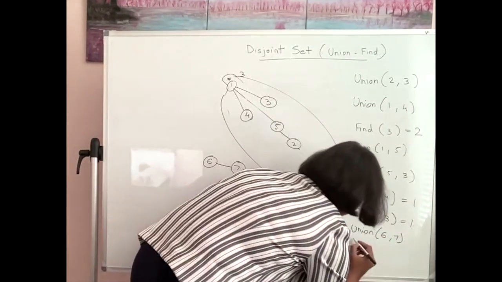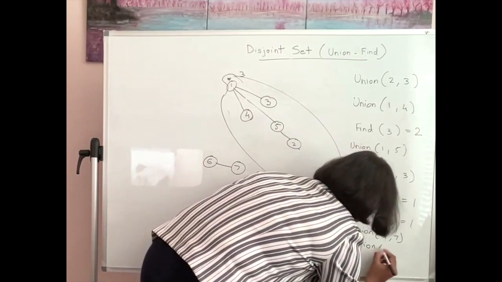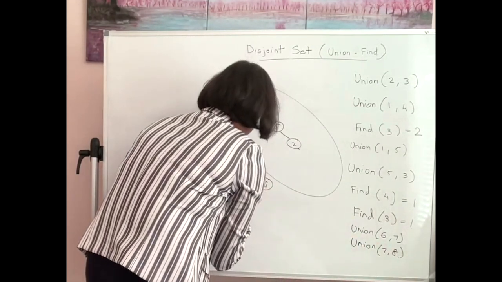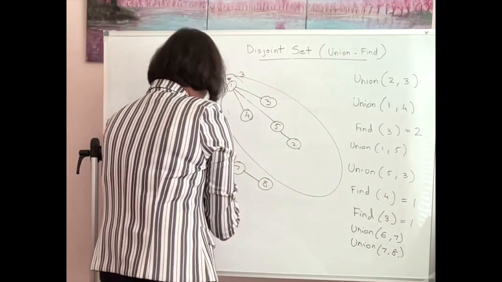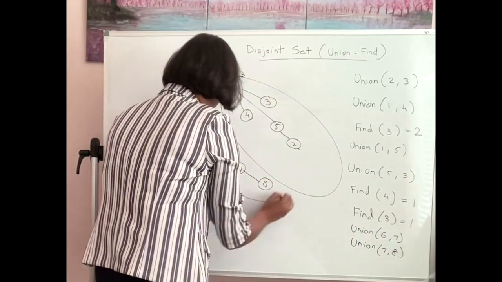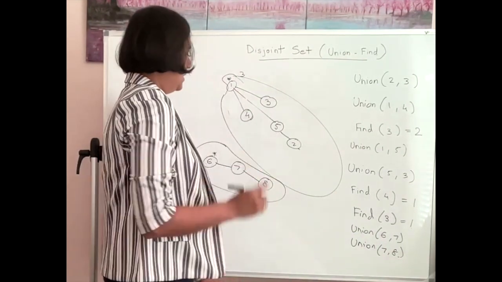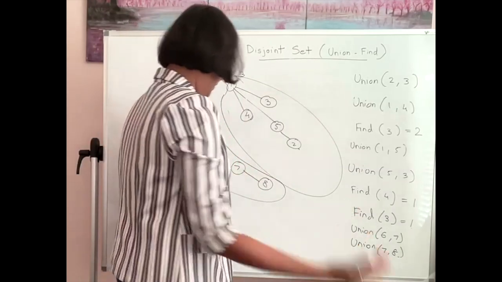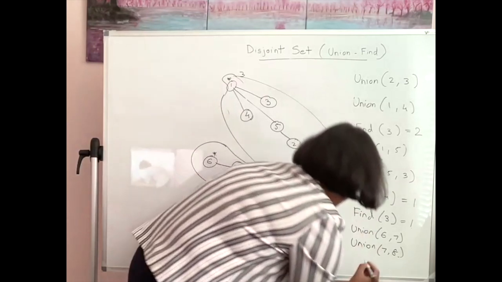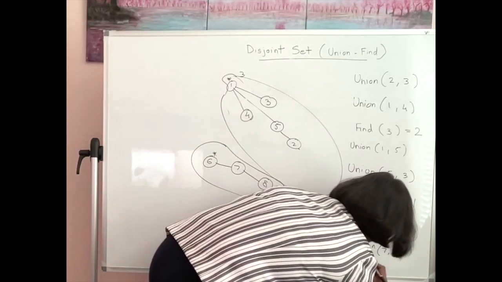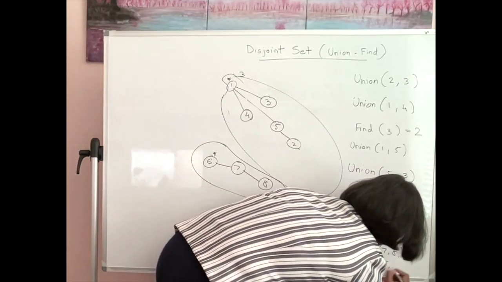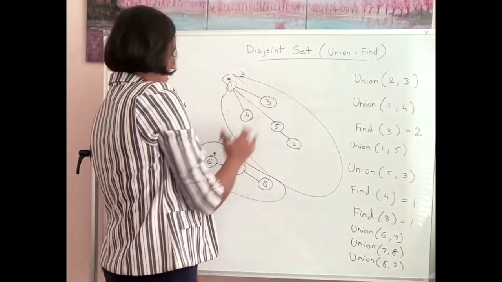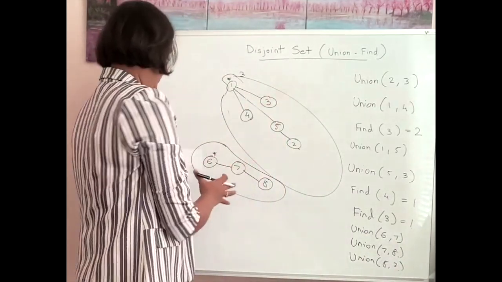Then if we call union 7 and 8, that would basically join these both. And let's say the representative of this new set is 6. Now, after this, if we have another operation, let's say union 8 and 2, basically now we have to merge these both trees that we see over here.